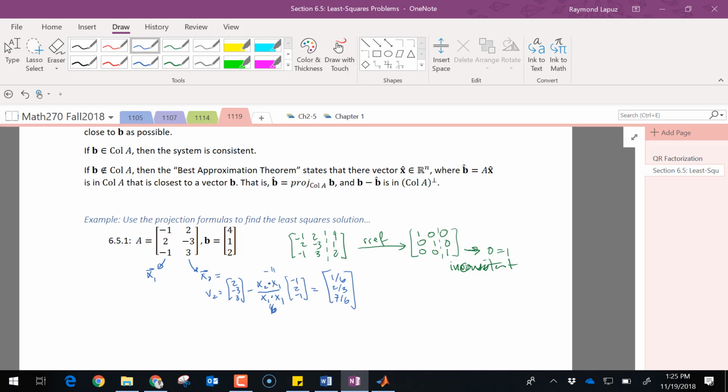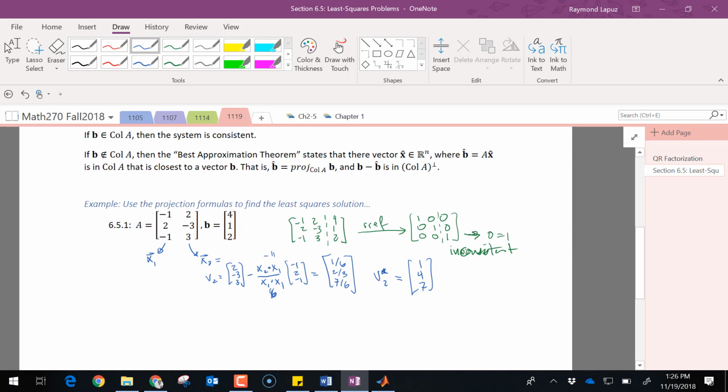All right. So it looks like we have, again, I'll use v2 star here and just take away the 6's. So I'll multiply everything by 6. It'll be 1, 4, 7. 1, 4, 7 will be a nicer vector to deal with, because I want to project b onto the span of x1, or v1.